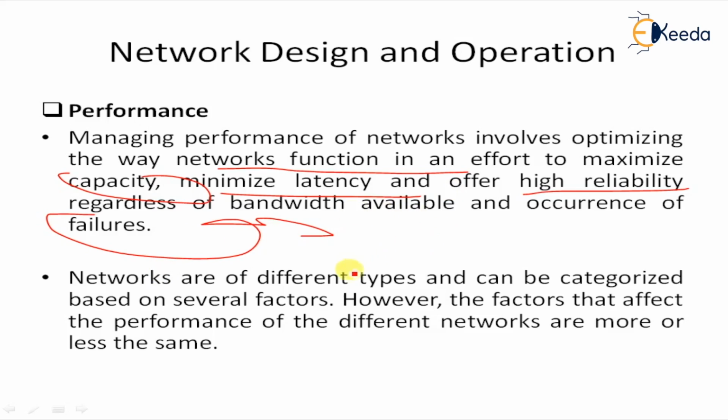Networks are of different types and can be categorized based on several factors. However, the factors that affect the performance of different networks are more or less the same. This involves parameters like latency, packet loss, and throughput. Throughput is a performance parameter. In order to design a high-performance network, for any type of network, detailed analysis of the above factors is a crucial step for designing the network.